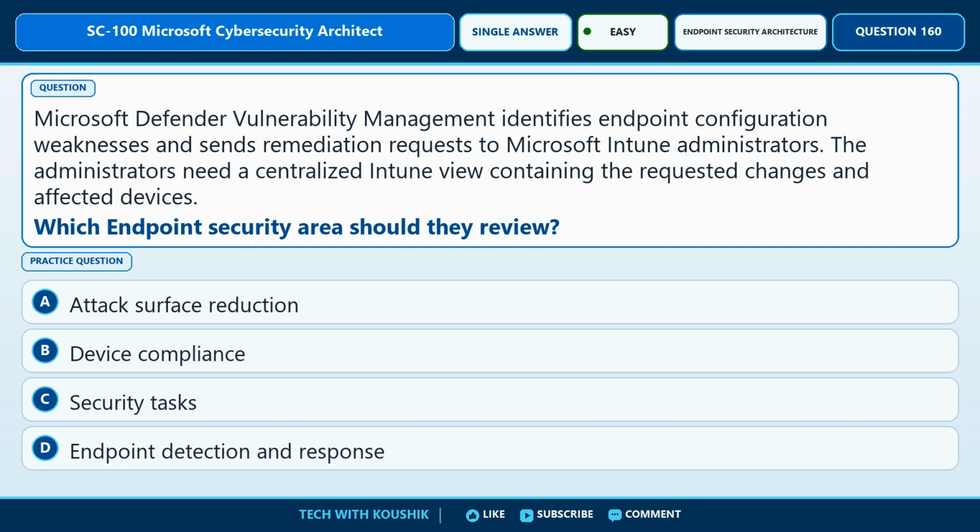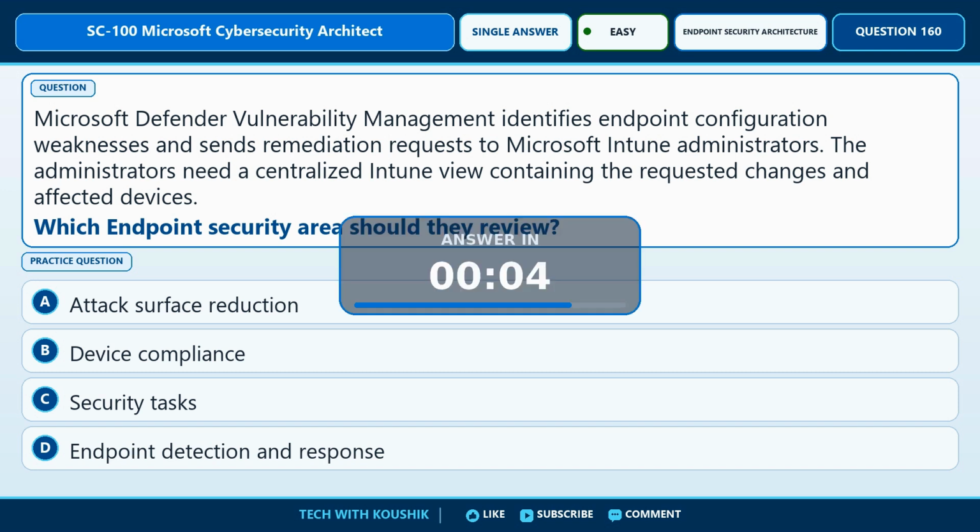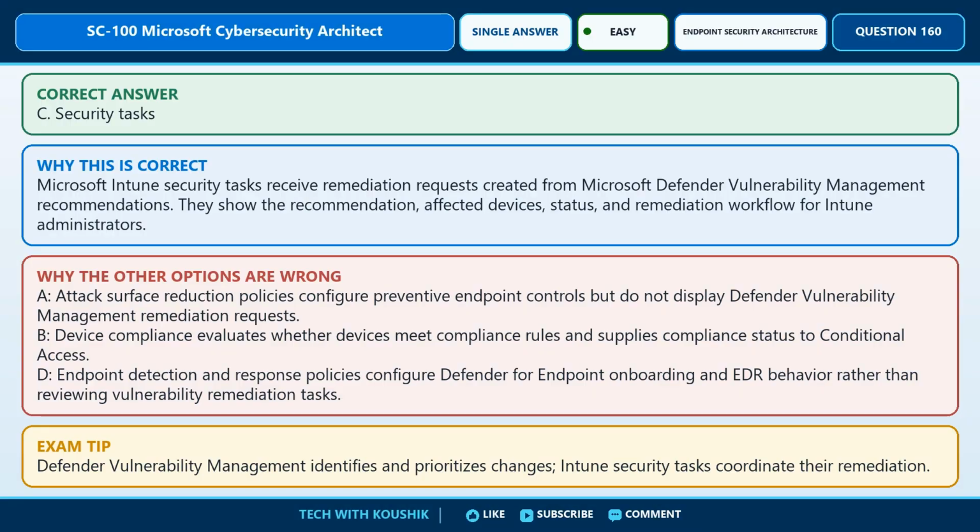The available options are as follows. Option A, Attack Surface Reduction. Option B, Device Compliance. Option C, security tasks. Option D, endpoint detection and response. The correct answer is option C, security tasks.